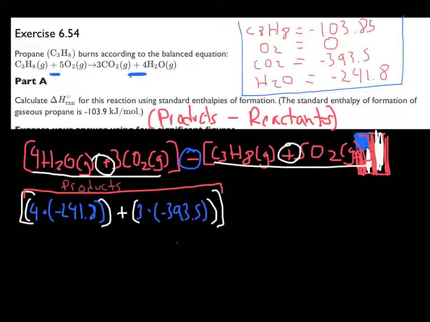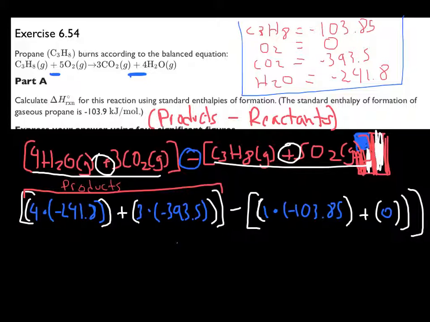Alright, now let's continue with this. Subtracted from the reactants, right? Reactants, now remember, we have C3H8, which is only 1, so we're going to do 1 multiplied by negative 103.85, you don't have to write that 1, it's up to you. Depends how you like your algebra. Plus 5 multiplied by 0, and like I said earlier, we lucked out with algebra because of that 0. Close parenthesis, close bracket.